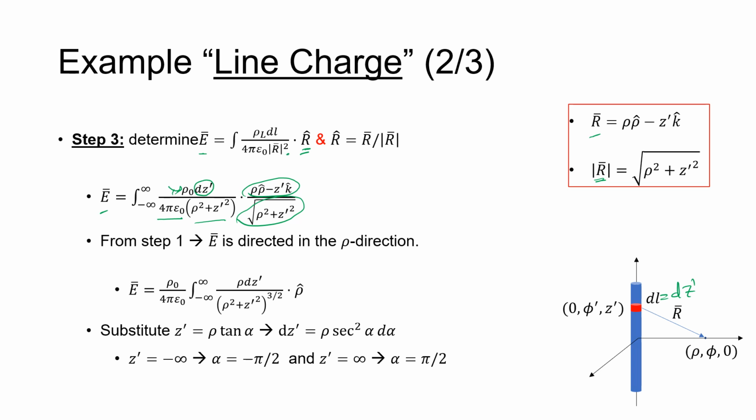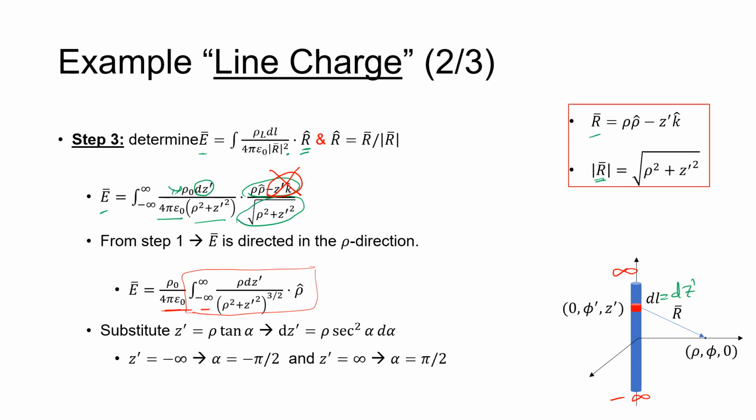So from step one, we understand a very important issue. We understood that the z component or the k component will be cancelled. So this will simplify the problem to just a constant multiplied by the integration from minus infinity to infinity because our line extends infinitely along the z-axis. So simply we need to solve this integration here. Once we solve the integration, we can have our field.